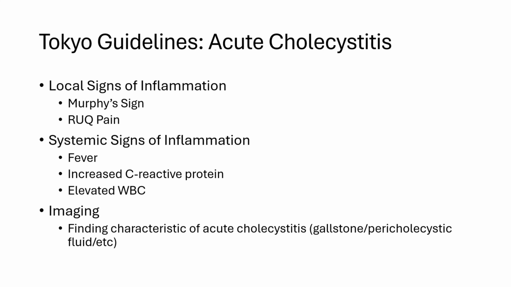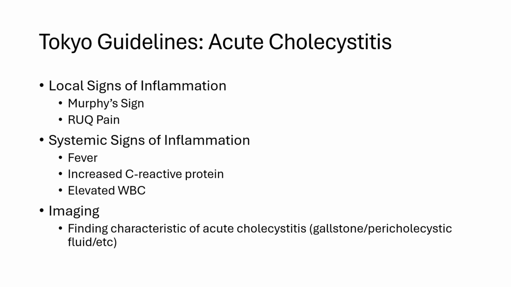It is critical for you to know the Tokyo guidelines for acute cholecystitis. You can find these guidelines on MD Calc. So when you're rounding on a patient who has acute cholecystitis, you can use these guidelines to plug in and see what stage of severity they are. These are the criteria found in those guidelines.